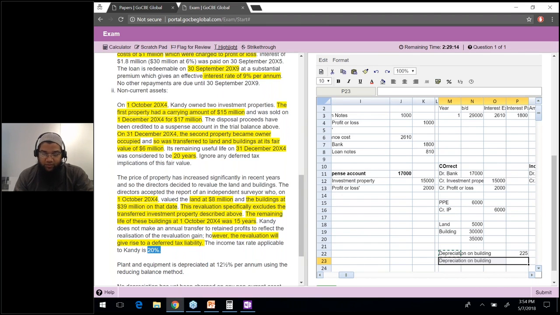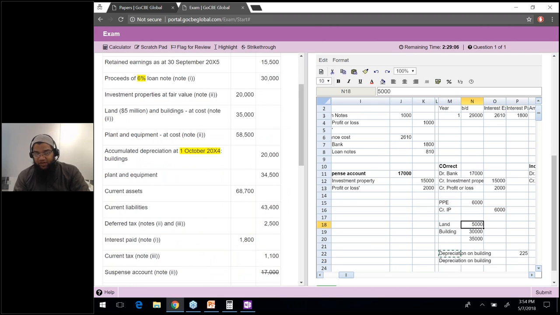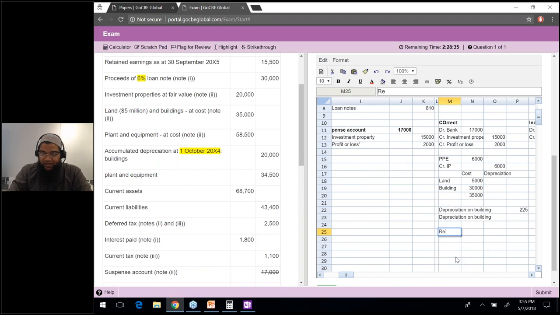Now, one thing we have to understand, which is very important, is that the values given in the trial balance were 35,000: 5,000 relates to the land and 30,000 relates to the building. But this 30,000 actually includes the 6,000 of the property that has been transferred from investment property to PPE. So when we are going to revalue, the revaluation gain on land is equal to 8,000 minus 5,000. The fair value was 8,000 and the carrying value was 5,000.